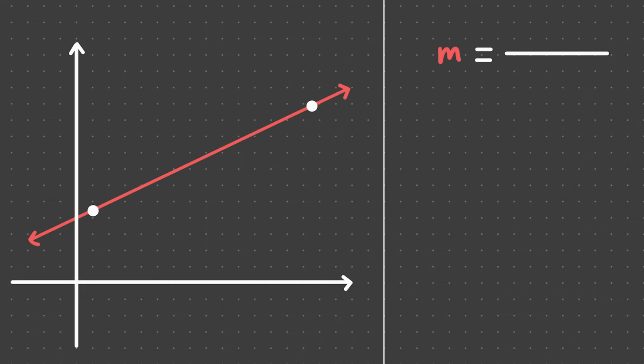The gradient of a linear equation is the measure of how steep it is, and it is important for finding out how the line looks on a graph. The way to find the gradient is by using rise over run, where rise is how vertically far the 2 points are, and the run is how horizontally far the 2 points are from each other.